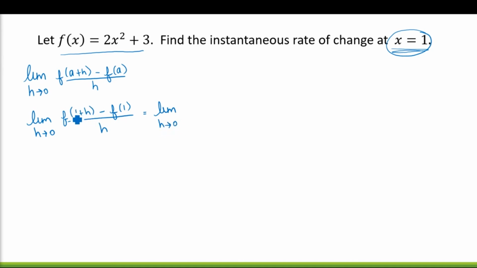Now to find f of 1 plus h, remember we just plug a 1 plus h in everywhere we see an x in our function. So we would have 2 times 1 plus h squared plus 3. And then we want to subtract the function with 1 plugged in. And so if I plug 1 into this function, I'm going to get 2 times 1 plus 3, so 5.